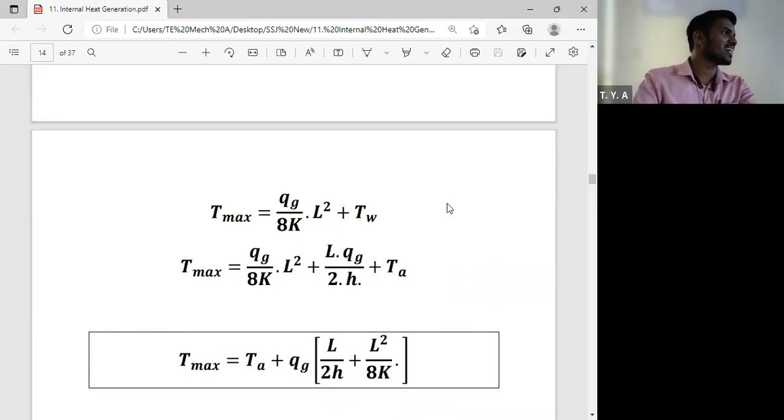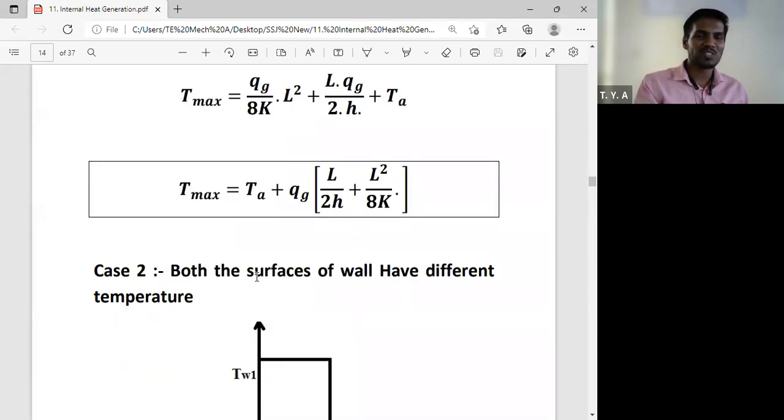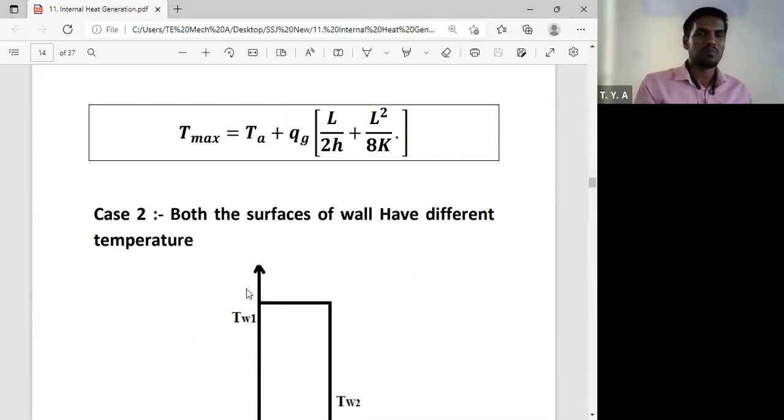आपण case 1 मध्ये काय consider केलं तर both the surfaces have same temperature. पण दोन्ही जे surface consider केले त्याचं temperature वेगवेगळं असेल तर काय करायचं? Okay, so now write down case 2. Both the surfaces of wall have different temperatures. Write down case 2.